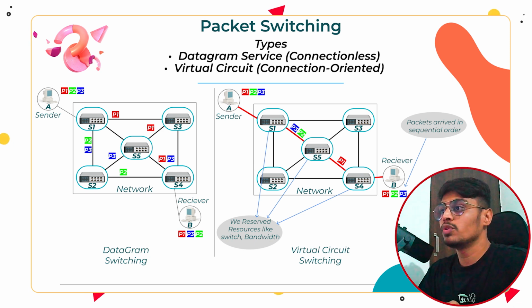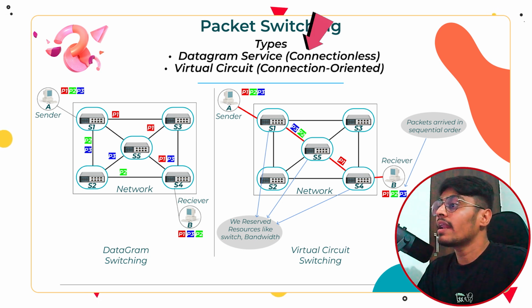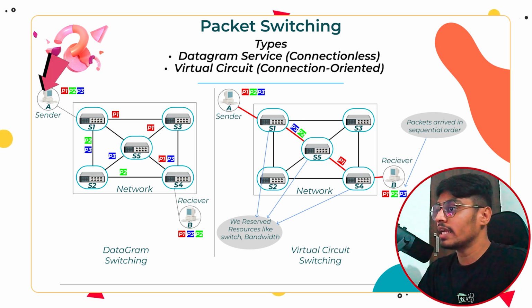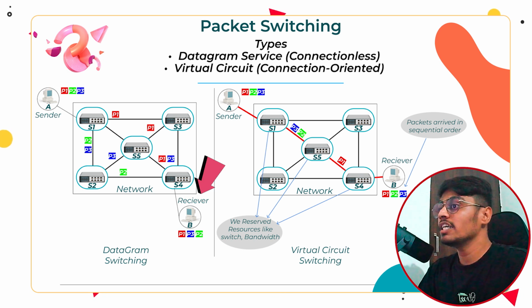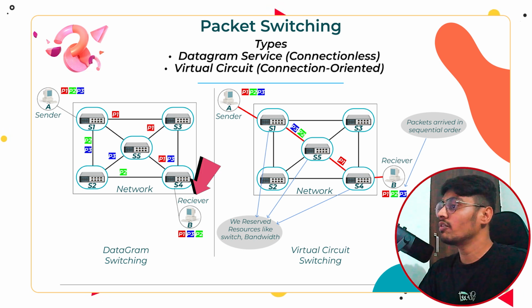Now we will discuss its important points. Let's start with datagram switching. The most important characteristic of datagram switching is that it's connectionless. This means there is no reservation. If A needs to send data to B, then the data is first divided into packets, then we send those packets directly towards B without reserving any resources. We don't reserve CPU, buffer or bandwidth. Everything is provided on demand.